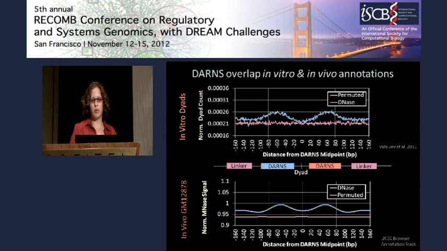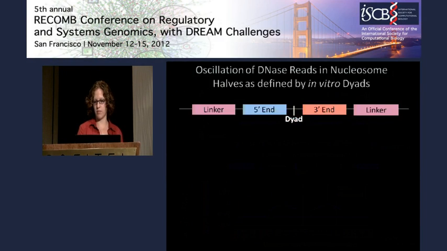The same is true when we look at the results of an in vivo MNase experiment in GM12878. In this case, we're plotting the nucleosome occupancy signal relative to the DARN's midpoint. This seems to imply that the periodicity is lost or out of sync over the dyad. Now, since many of our DARNs seem to be covering one side or the other of the nucleosome, we're going to use this opportunity to look at the differences between the halves.